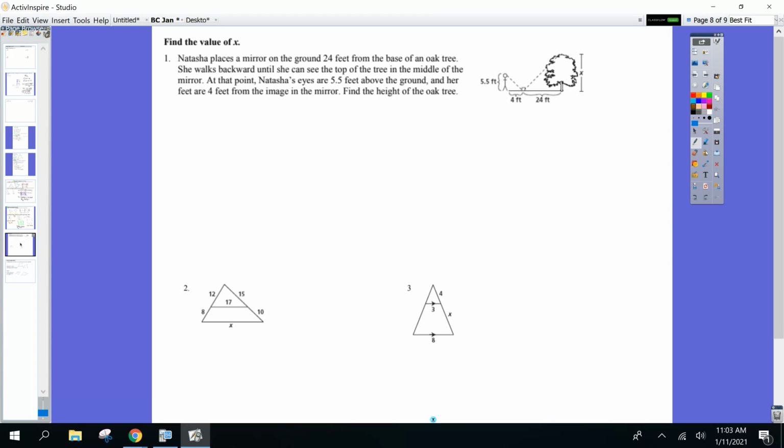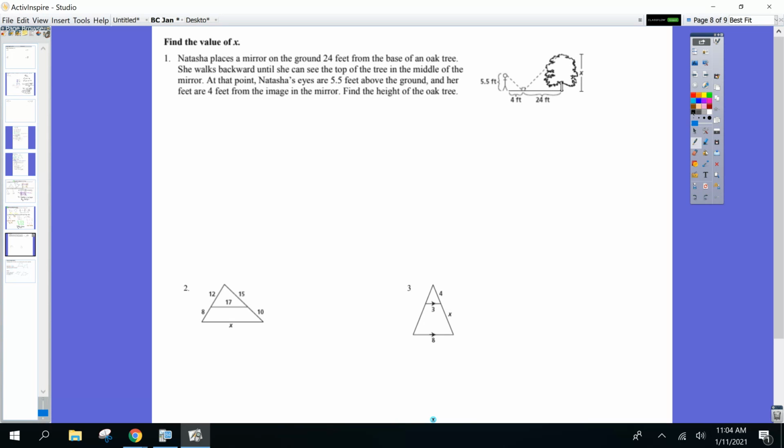Oh, she's going to walk backwards until she can see the top of the tree from the middle of the mirror. Can we just all agree that Natasha's got some free time on her hands? She's really taking COVID hard, with all this isolation and social distancing. So she's at the town park placing mirrors and walking backwards. Find the height of the oak tree.